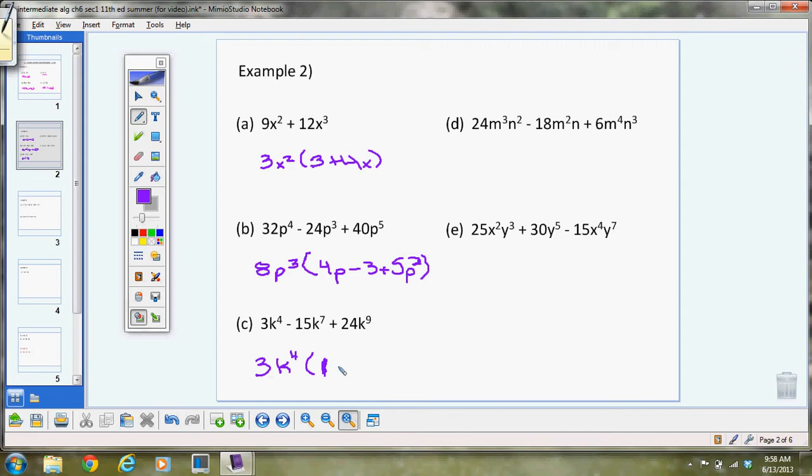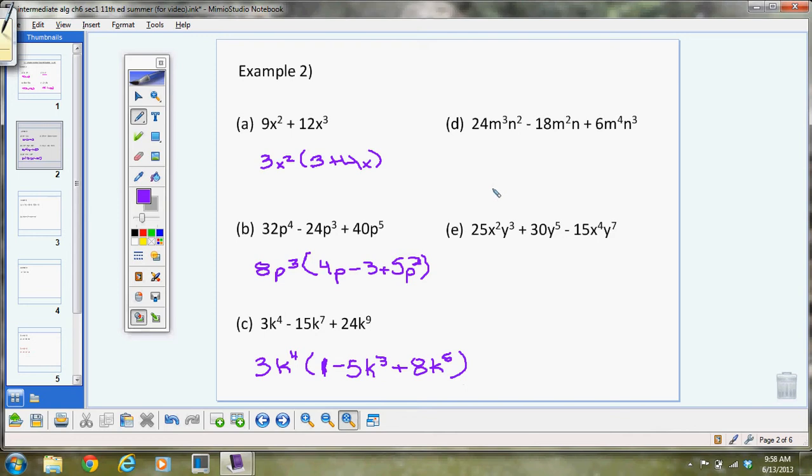Negative 15 divided by 3 is a negative 5. K to the 7th divided by k to the 4th, that leaves me with 3 k's. So I'm going to have a k cubed. Positive 24 divided by 3 would be a positive 8. I have 9 k's, and I'm taking out 4, so I'm left with k to the 5th. I'm going to close our parenthesis.